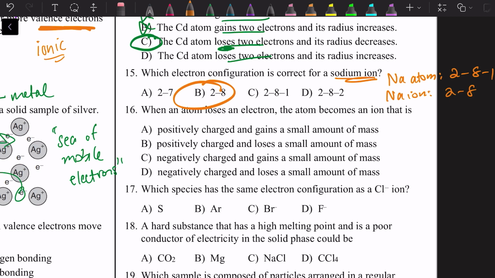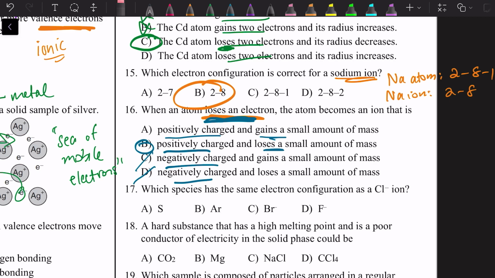Okay, number 16. When an atom loses an electron, the atom becomes, so we're losing an electron. When you lose negative stuff, you become positive. So we can get rid of C and D. And electrons, even though we ignore the mass, they do have mass. So if you lose an electron, you're positive, and you lose a small amount of mass. You lose a little bit of mass and you get smaller.